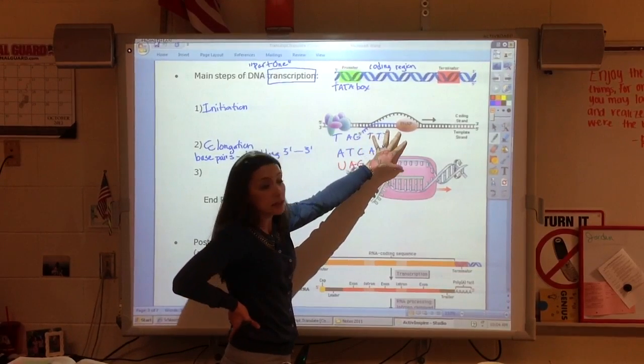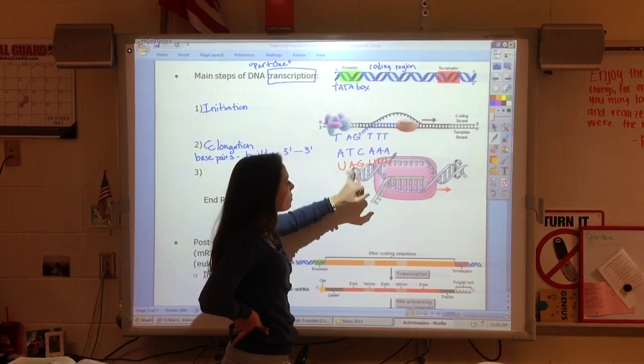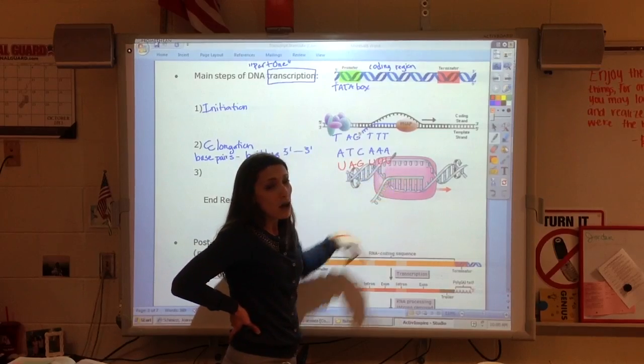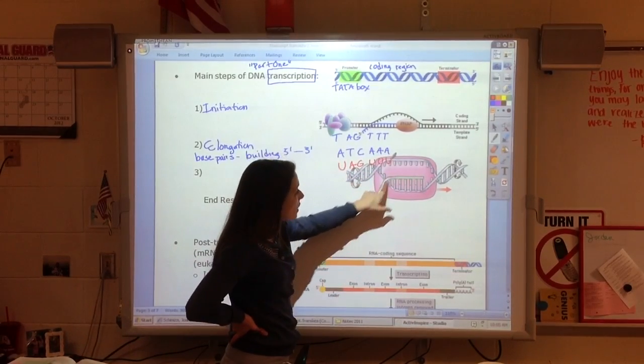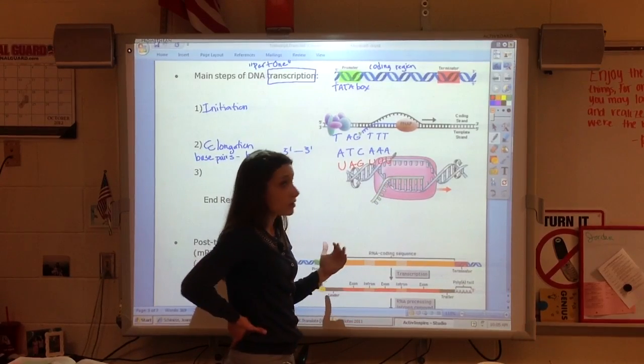We still have an enzyme, RNA polymerase, and it's going to bring the appropriate nucleotide. Keeping in mind when we write this, all that we're really writing are the nitrogen bases, but a sugar phosphate backbone will be formed as well. Again, RNA nucleotides.